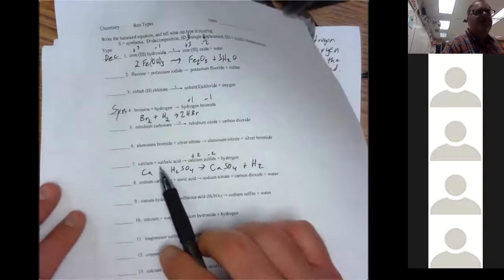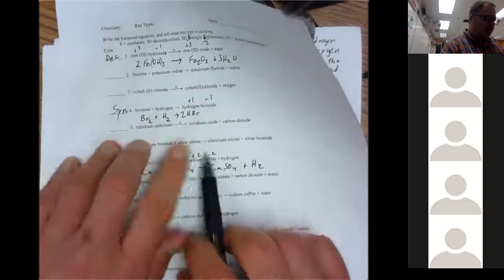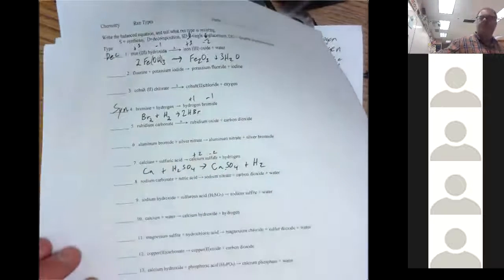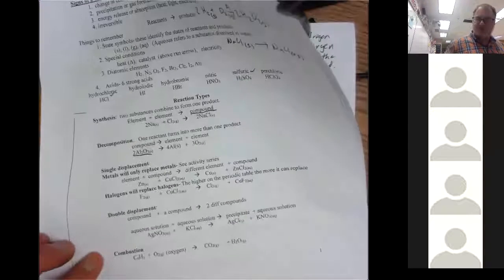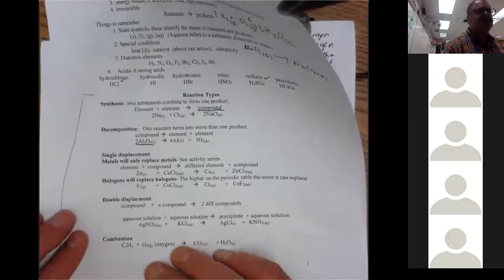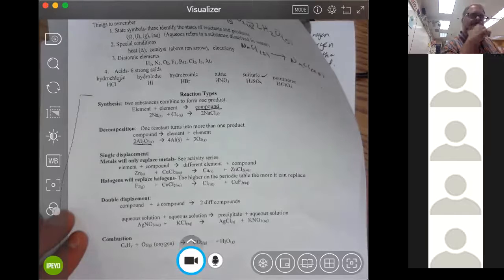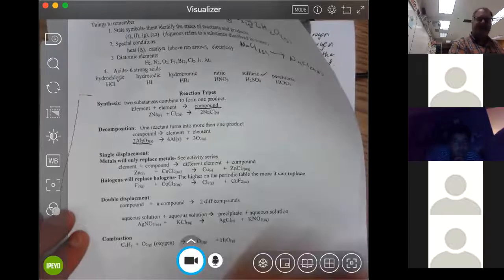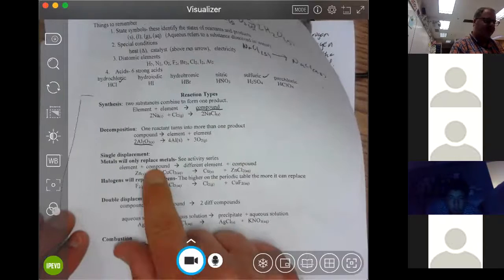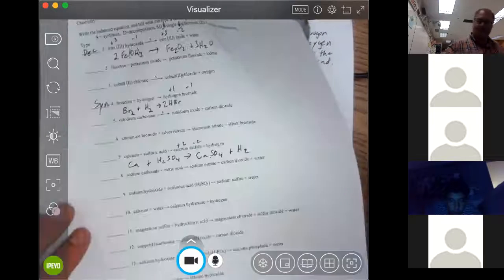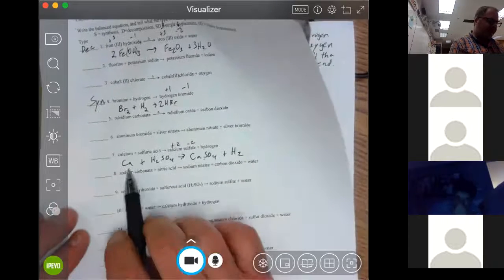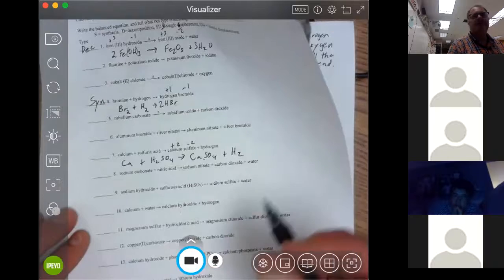Somebody want to tell me what type of reaction has an element and a compound and an element? Chat in case you want to type it instead. Element compound, compound element. What type of reaction is that? Wouldn't it be single displacement? Very good. It would be single displacement. Element compound, element compound. Here we have element compound, element compound.